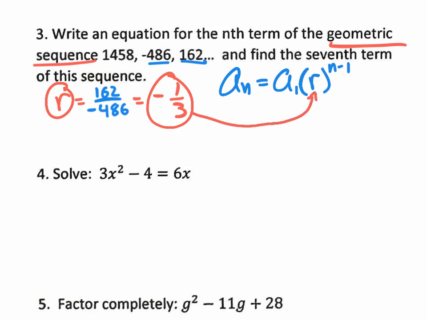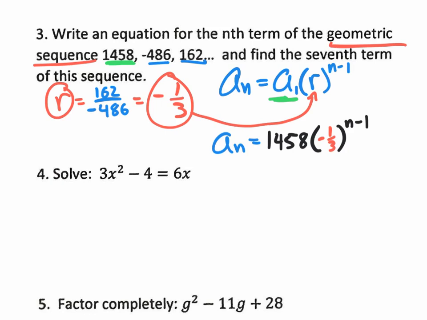right in there. Does anybody remember what a sub 1 is? The first number on your list. Perfect. Okay, so let's actually just plug in those two numbers. So we have our a sub nth rule is really going to be 1,458 parenthesis. Let's plug in our common ratio r, which is negative 1/3 right in there. And then to the n minus 1 power.